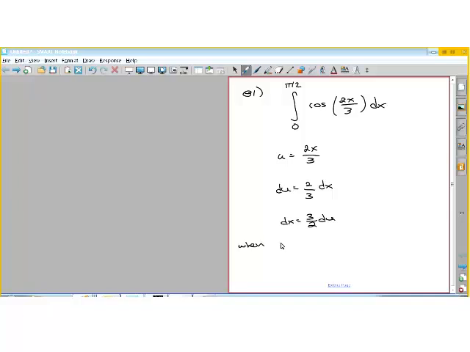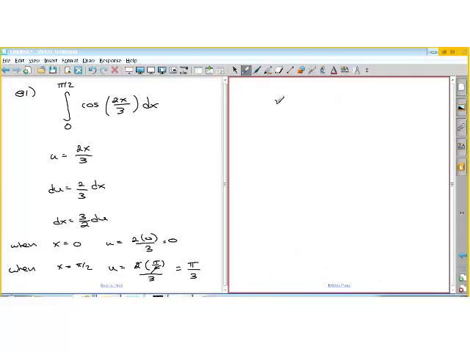So when x equals 0, u equals 2 times 0 divided by 3, which is 0. So u equals 0 means x equals 0, and when x equals pi over 2, u is equal to 2 times pi over 2 divided by 3. So I'm just plugging in pi over 2 for x. So the 2's cancel out, and I get pi over 3.